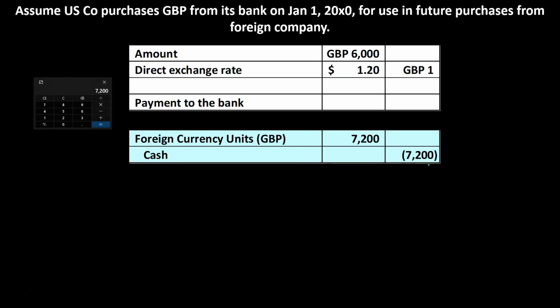We've got to pay them 6,000 pounds. We can't pay them in dollars. We need to pay them in pounds. So we're going to say, okay, we need 6,000 pounds. What's the current exchange rate? Well, the direct exchange rate is 1.2.